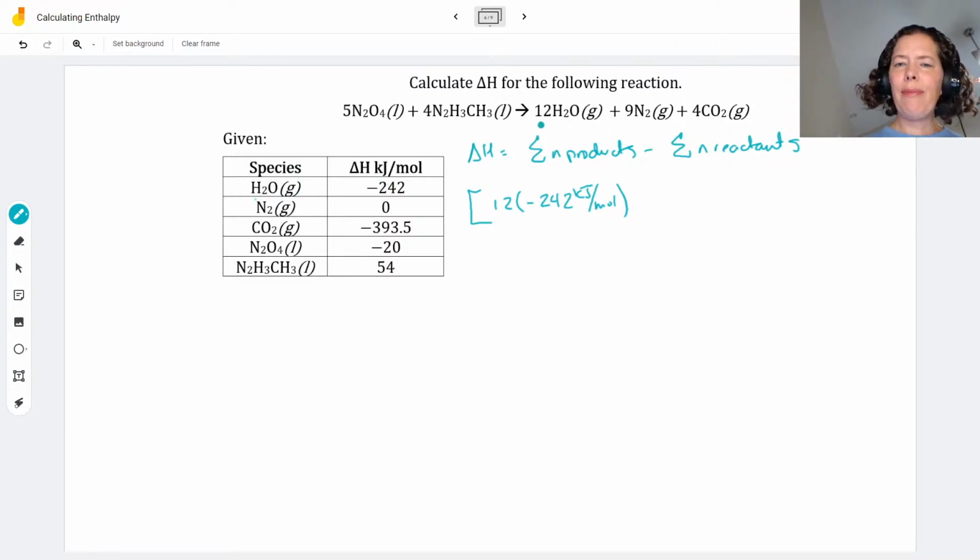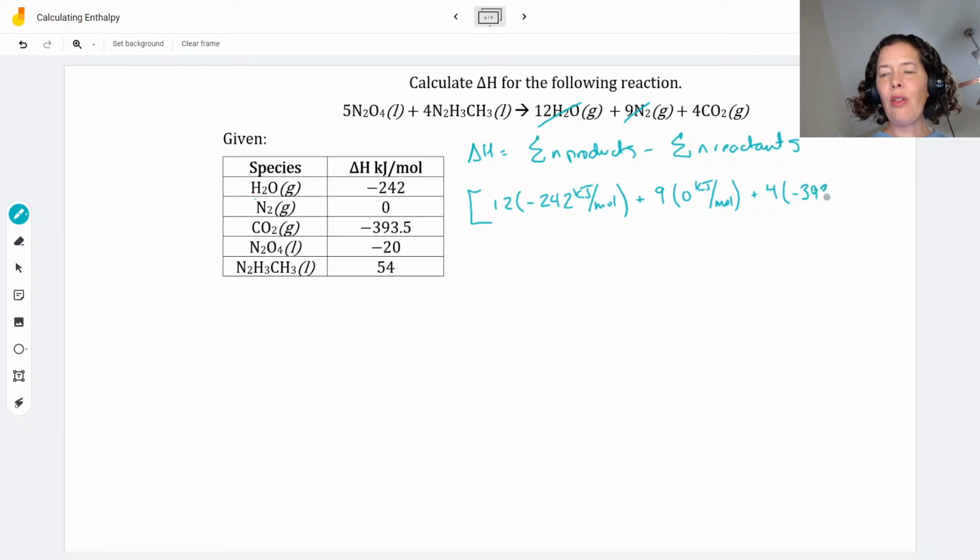All right, so back. That product is taken care of. Now I have 9 nitrogen, so I need a multiplier of 9 here. Again, nitrogen, you can see this is a diatomic gas. It's in its elemental form, so its delta H is 0. I'm just going to go ahead and write it in just to be complete. 0 kilojoules per mole, so then I can mark that off. That's fine. And now I have 4 carbon dioxide. And again, if I find carbon dioxide, making sure it's a gas, that is going to be negative 393.5 kilojoules per mole.